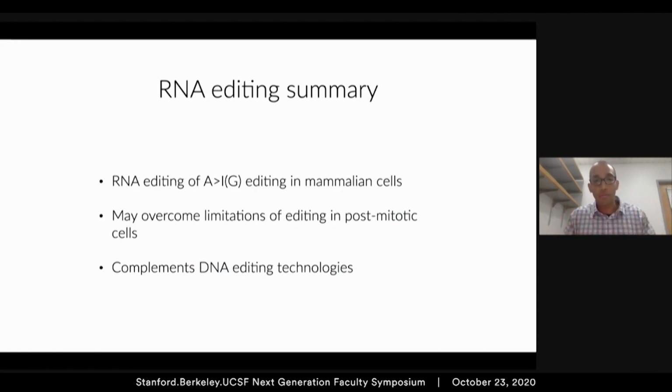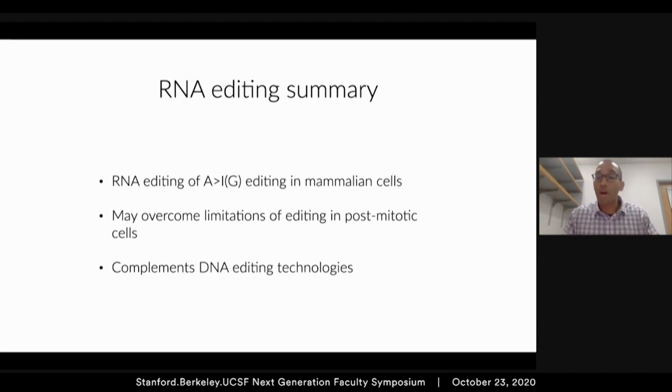So I think what I've hopefully convinced you of today in this talk is that we developed a way to do programmable RNA editing of adenosine to inosine, which is treated by the cells as guanosine, in mammalian cells. So you could theoretically use this to reverse G to A mutations. We think that this may overcome the limitations of editing in post-mitotic cells, which was our original rationale for doing this work. And there's some unpublished data to that effect.